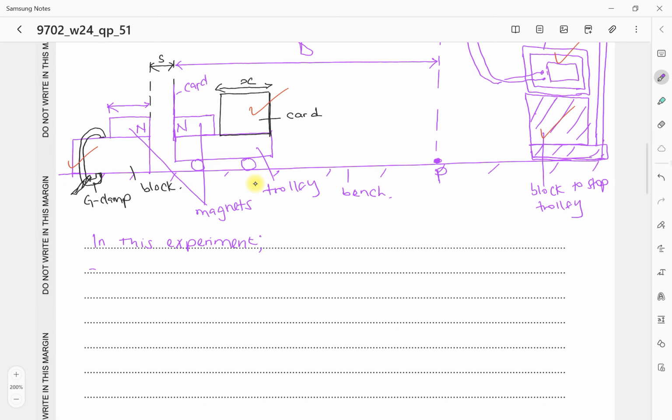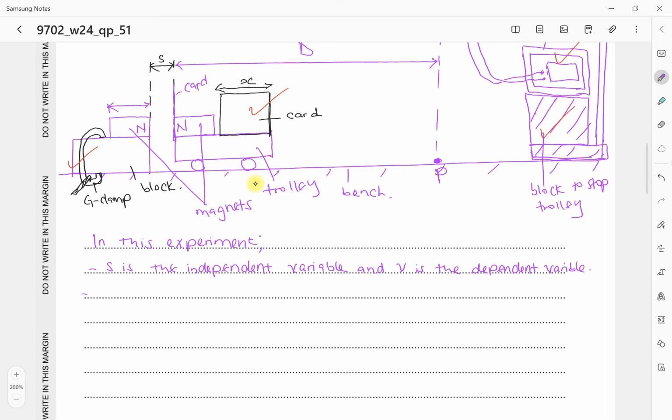In this experiment, S is the independent variable, and V is the dependent variable. So that is one.